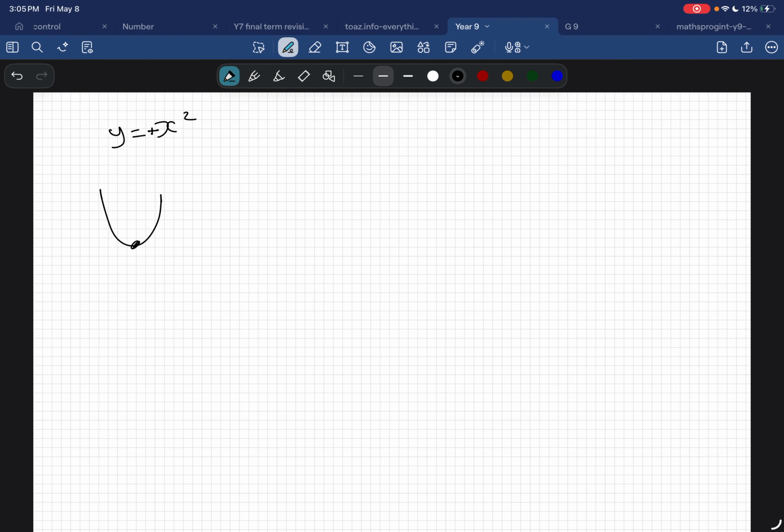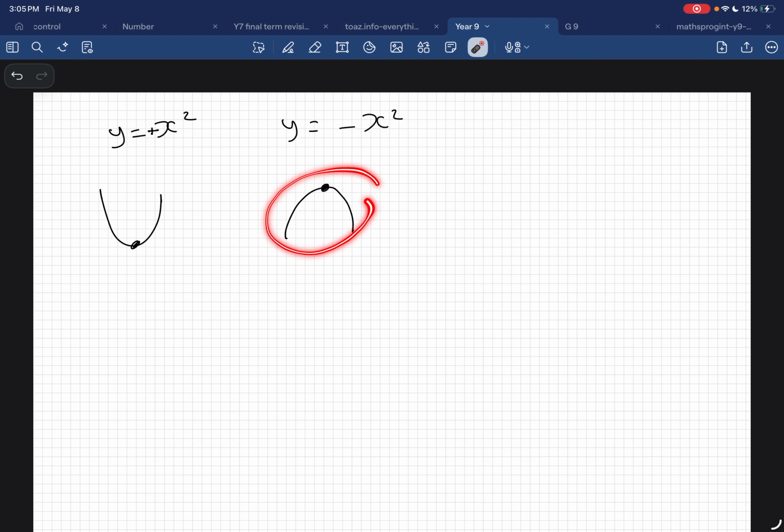That's why we draw it this way, like a letter U. But when it's y equals minus x squared, it is going to become inverted in this manner, having the maximum value there. So here this parabola is negative, like letter N, because it has a negative sign there.